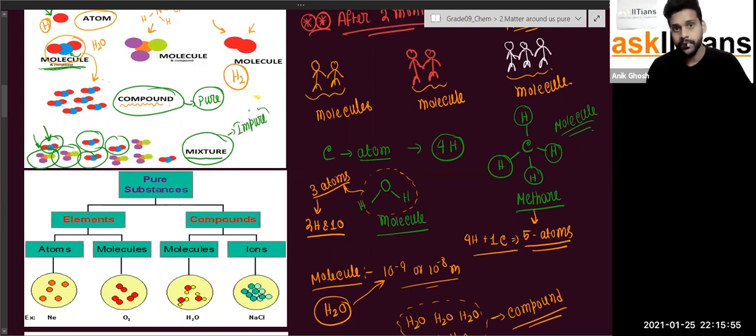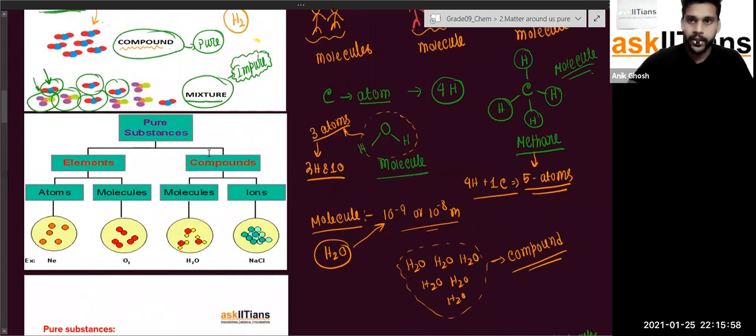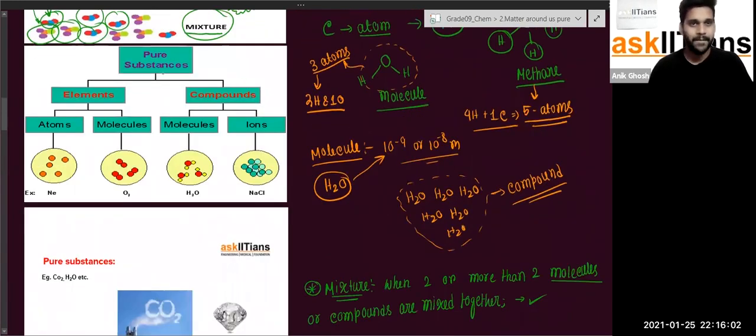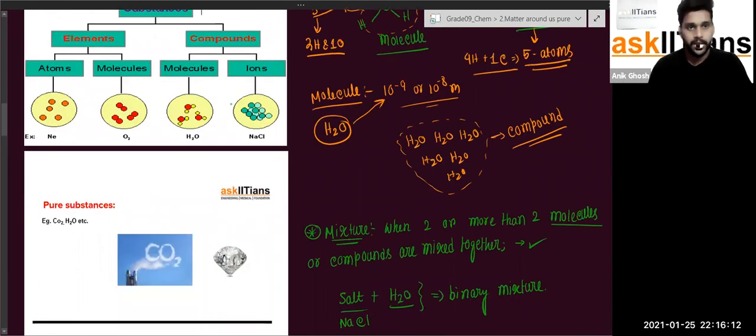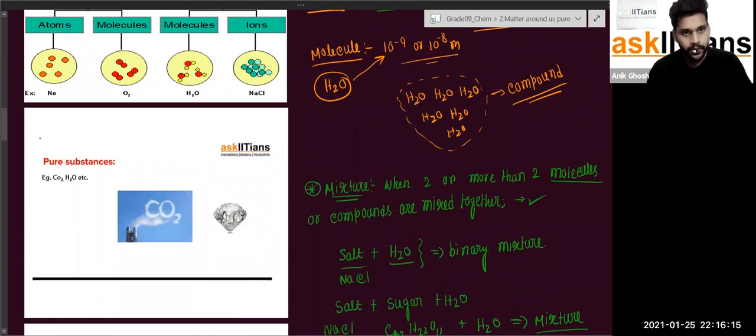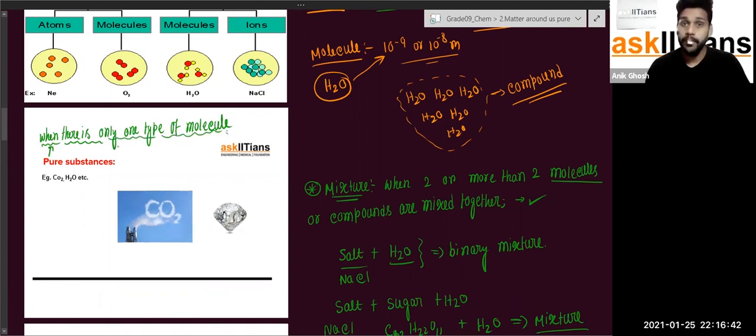Tell me, is it clear to you? We are learning chemistry, right? I think you got it. Now, pure substances. What do you mean by pure? I'm just writing it over here. When there is only one type of molecule, then only we call it pure. Okay, when there is only one type of molecule, then only we call it pure.